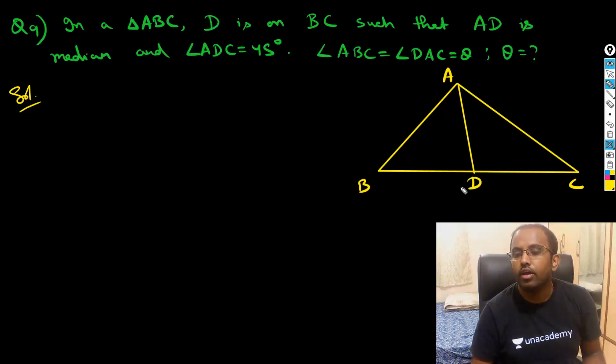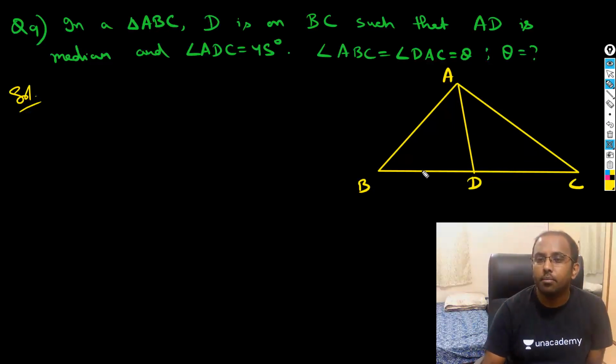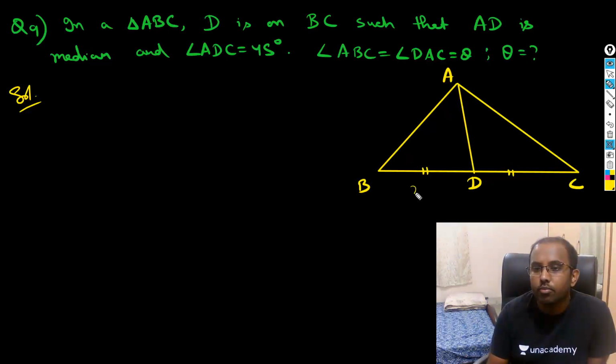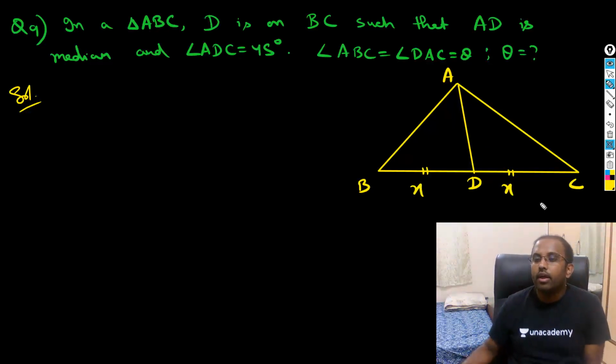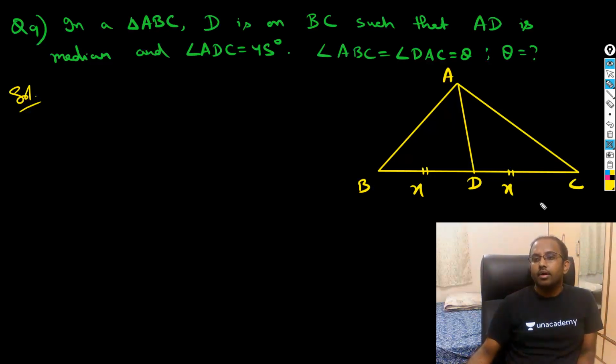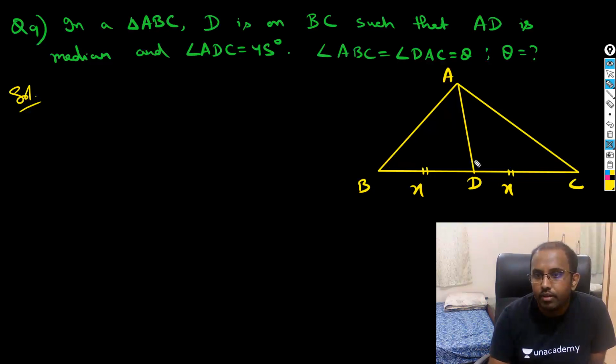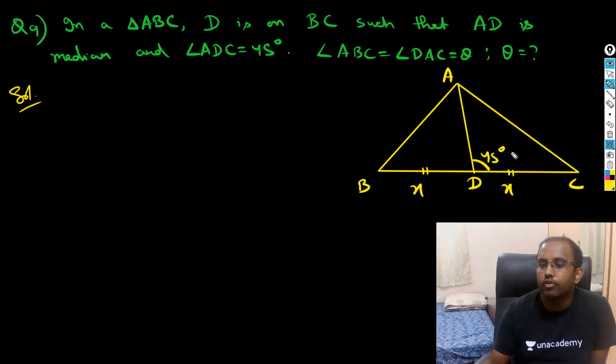Fine. So if AD is the median here, that means BD and DC are equal. Let the values be x and x. Now after this, what is given here? Angle ADC is 45 degrees. So I write angle ADC is 45 degrees here.